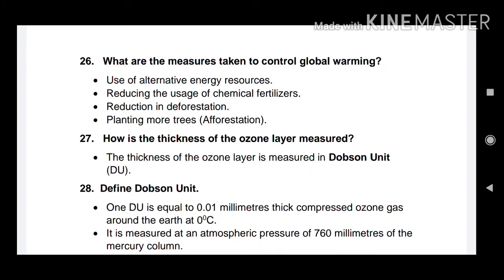The next one is reduction in deforestation. What is meant by deforestation? Indiscriminately cutting down the trees in the forest leads to deforestation. That thing must be controlled or stopped.